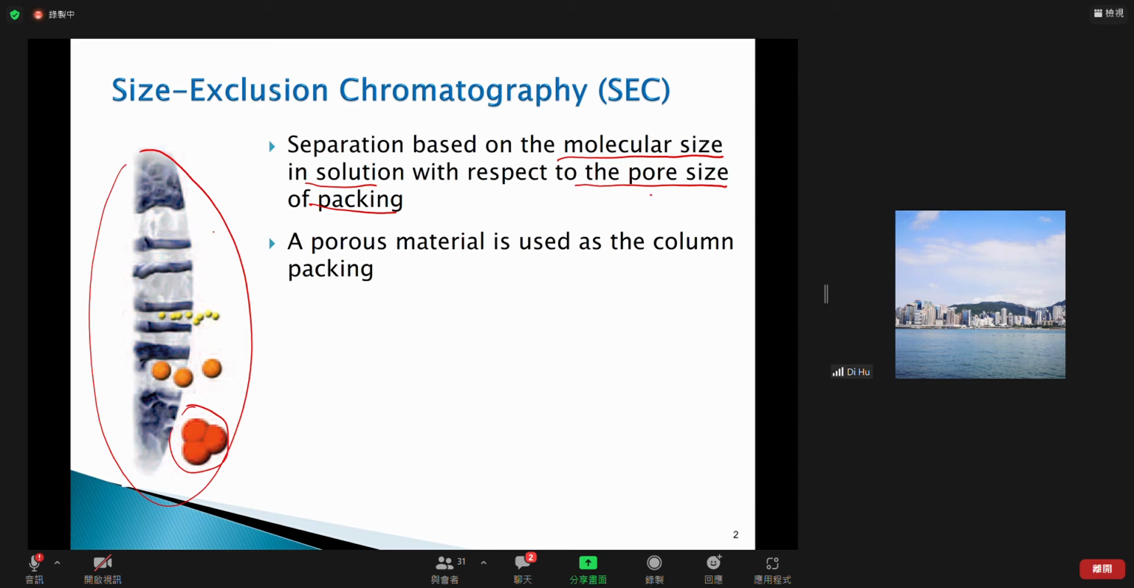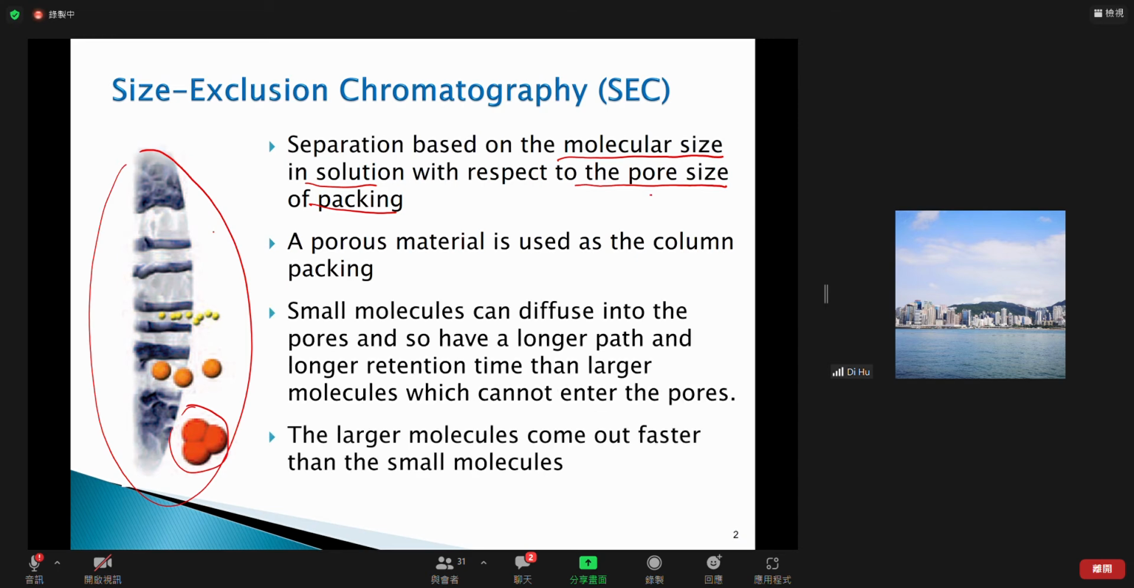However, the small molecules are pretty small, so they can diffuse into the pores. So they have a longer path and a longer retention time. The large molecules come out first, right? Okay, so here you can see that inside the porous stationary phase, there is the stagnant mobile phase.